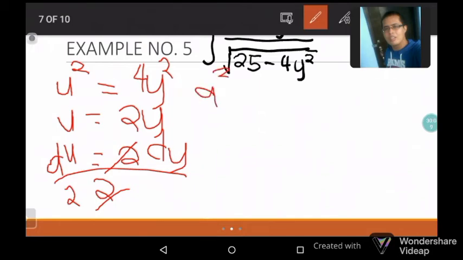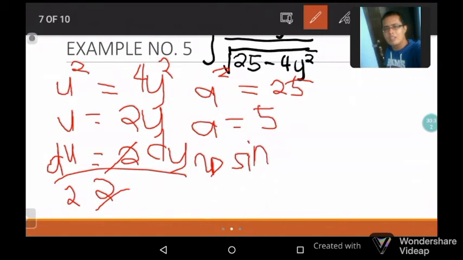Okay, so magiging ano, i-ano na natin arc sine, pero hindi. May du over 2 ka, so ang gagawin natin, meron kang 1 half dyan. So that's 1 half, okay, arc sine, u over a, ang u, okay, so 2y over 5, then plus c.